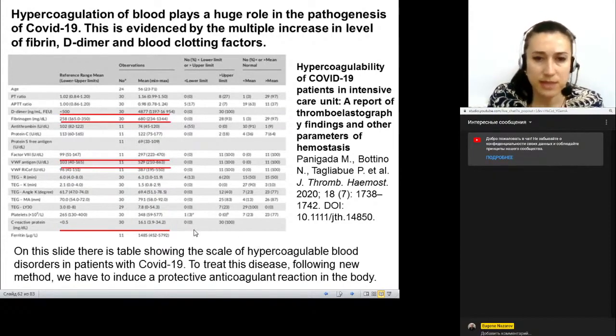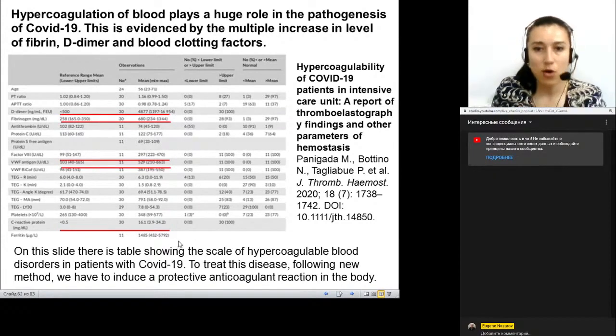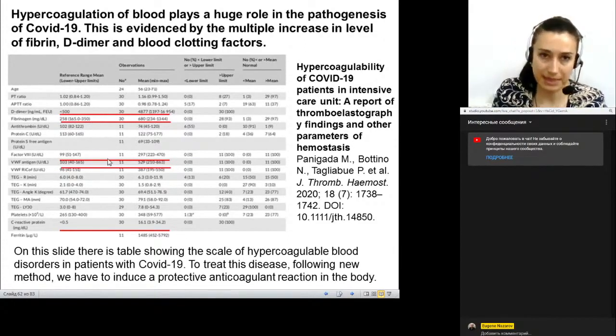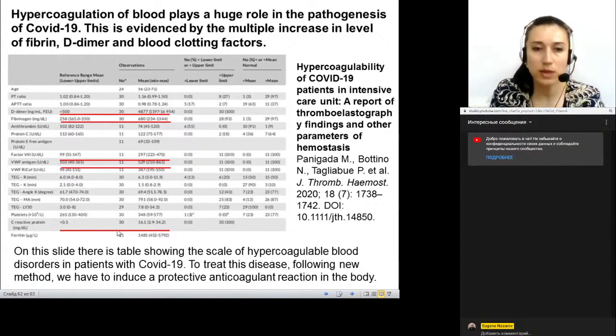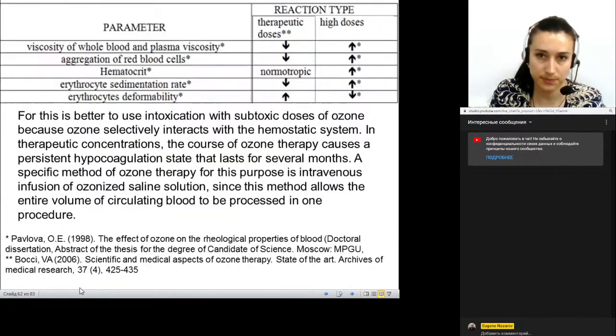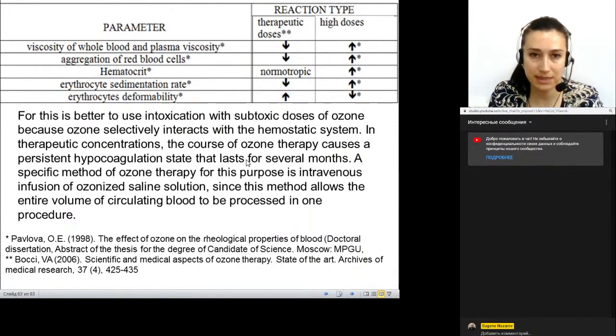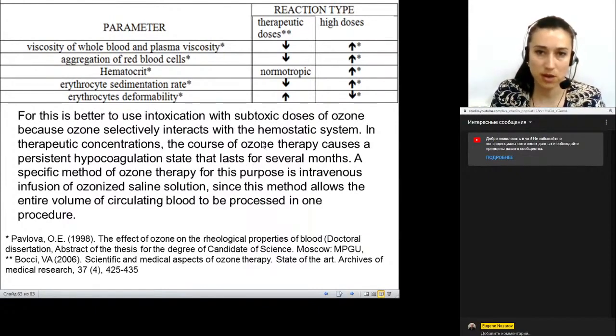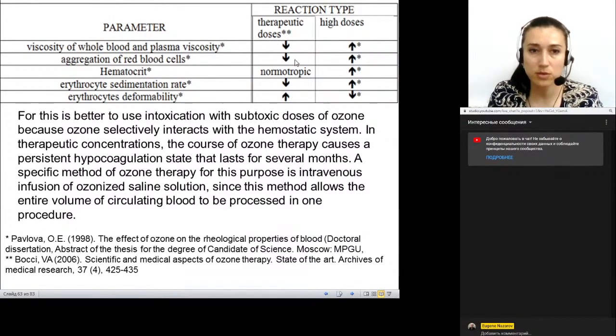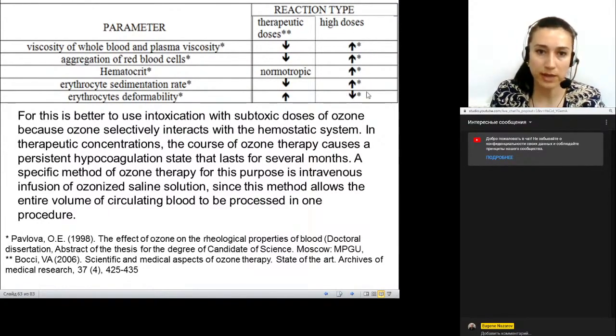In this slide there is a table that shows us the scale of hypercoagulable blood disorders in patients with COVID-19. To treat this disease using new methods, we have to induce a protective anticoagulant reaction of the body. For this, it's better to use intoxication with subtoxic doses of ozone, because ozone selectively interacts with the hemostatic system. In the therapeutic concentration, the course of ozone therapy causes a persistent hypocoagulation state that lasts for several months.